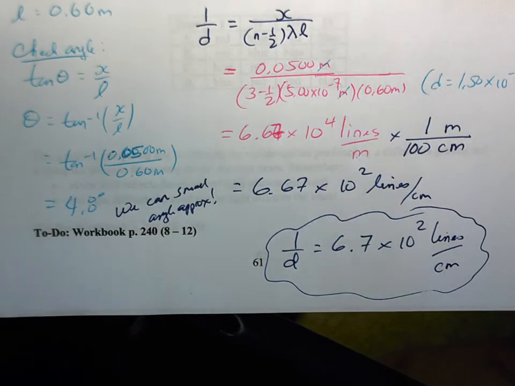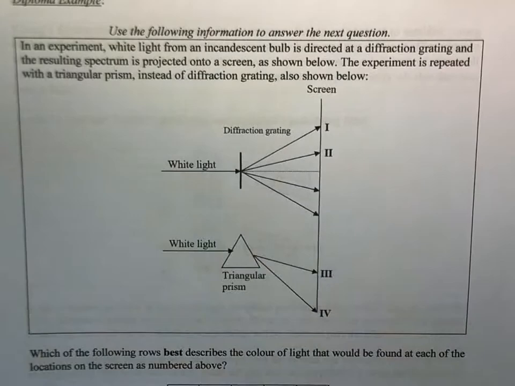So the big thing is anytime you're asked for lines per unit length, you're finding 1 over the diffraction spacing. You're finding 1 over d. Just check to see what units they want that in. If it's lines per centimeter, lines per millimeter, lines per meter, especially in a numerical response, always check the units.